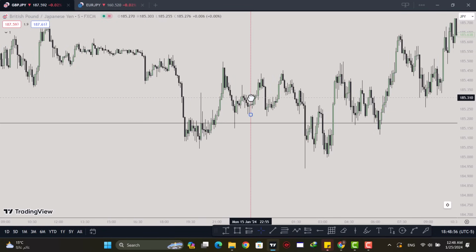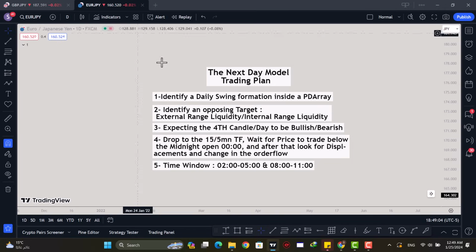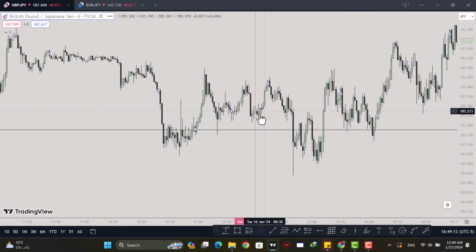Midnight open New York time. It's going to be this one right here. Perfect. So, back to the trading plan. You want to wait for price to trade below the midnight open, and we have that exactly. So price after that trades below the midnight open.